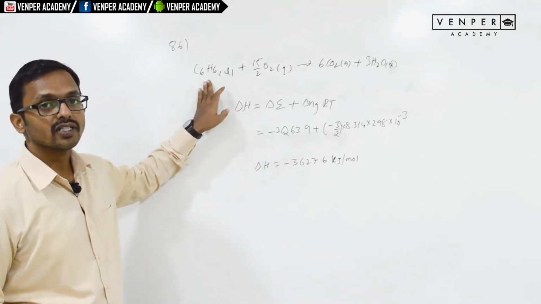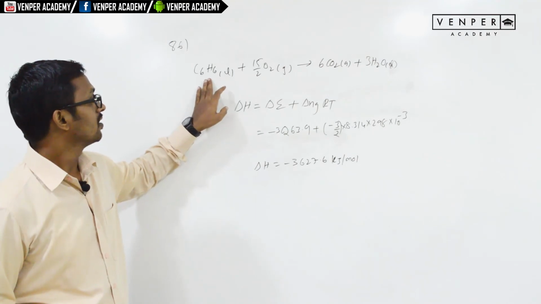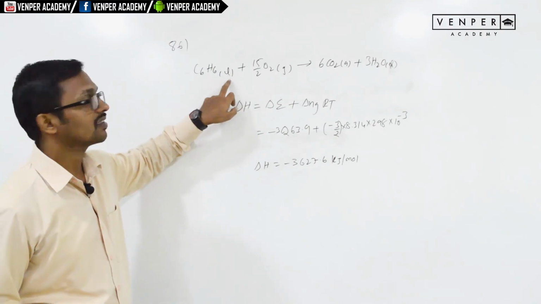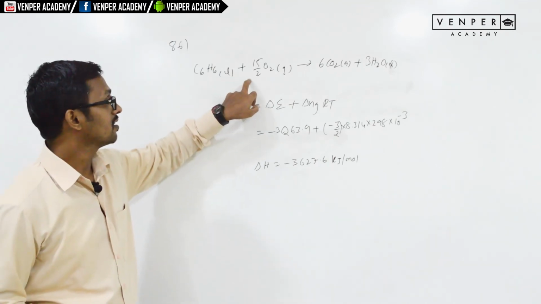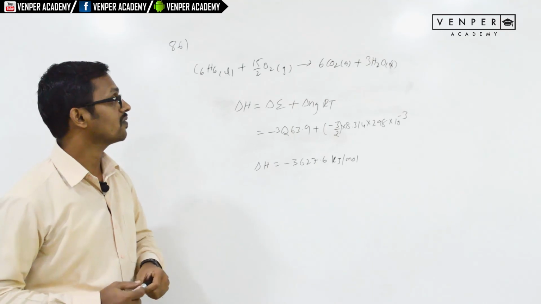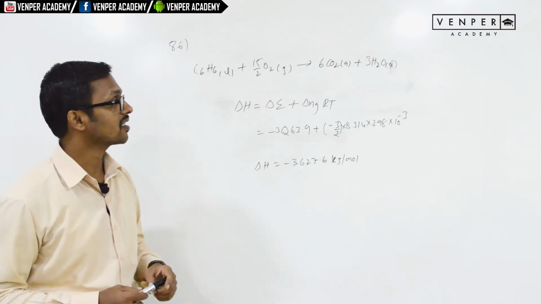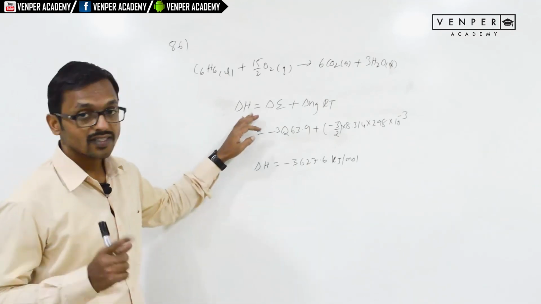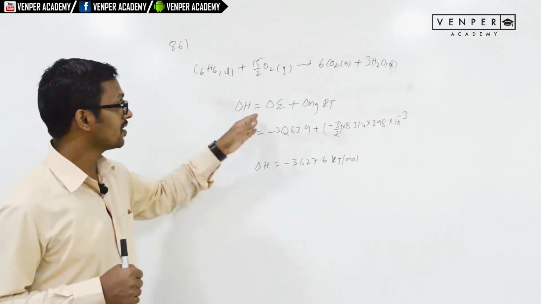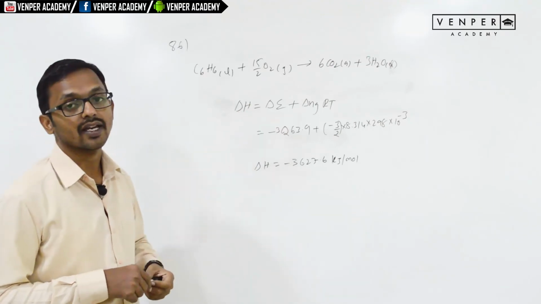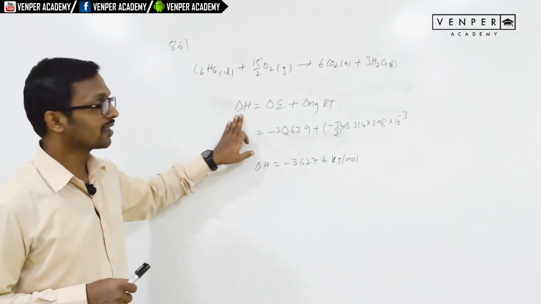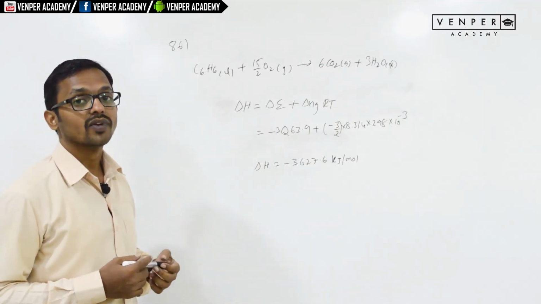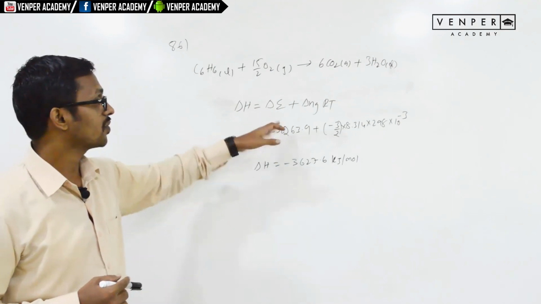Here the combustion of benzene reaction is given. The reaction is C6H6, in liquid state, reacting with 15/2 O2 in gaseous state and giving 6 CO2 gaseous and 3 H2O liquid. There is a relation between delta H and delta E, that is delta H is equal to delta E plus delta Ng RT. The delta E value is given in the question in the form of heat of the reaction at constant volume, which is nothing but delta E only.